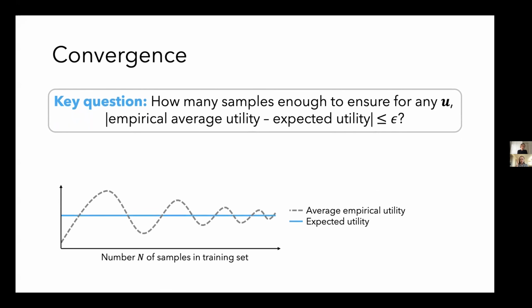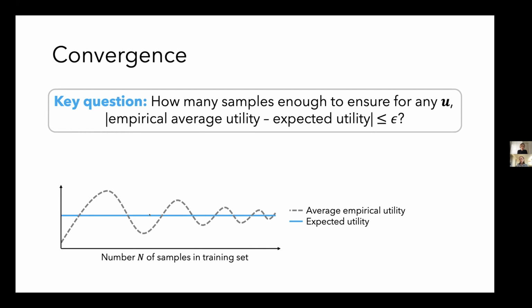And just to illustrate this concept with a picture, you could imagine we're tuning the number of samples in the training set along the x-axis. And I'm plotting here, the gray dotted line is the average empirical utility of some parameter setting as a function of the number of samples. And it will have a lot of variance, especially when the number of samples is small, but that variance should get smaller and smaller as the number of samples grows.